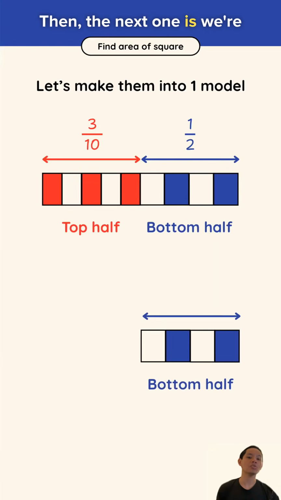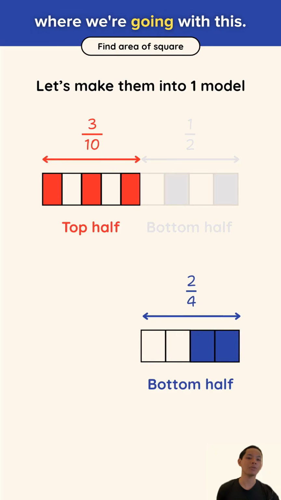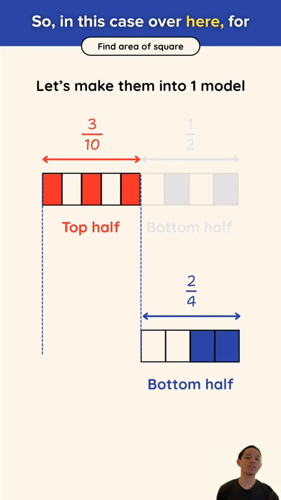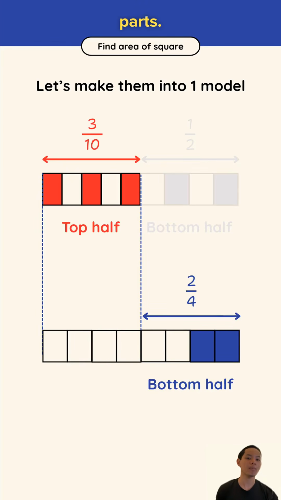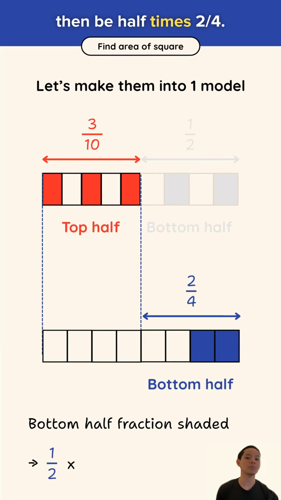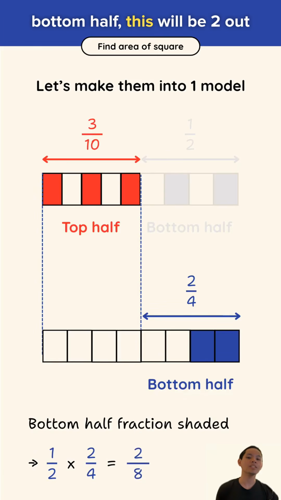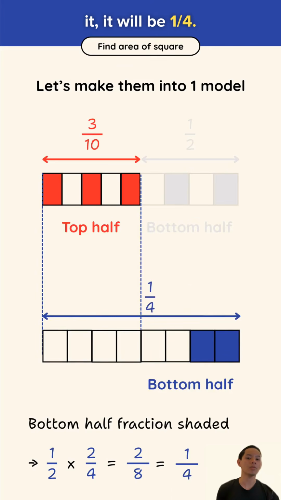Then the next one is we're going to do for the bottom half. So I think you kind of guess where we're going with this. In this case over here, for the bottom half, it's not 2 over 4, because we still have the other half, which is an additional 4 parts. So in this case, the bottom half fraction shaded would then be half times 2 over 4. Or if you were to count the number of parts for the bottom half, this will be 2 out of 8. But if you were to simplify it, it will be 1 over 4.